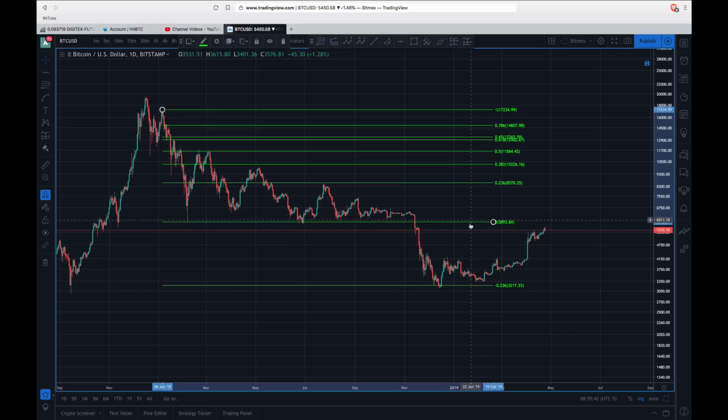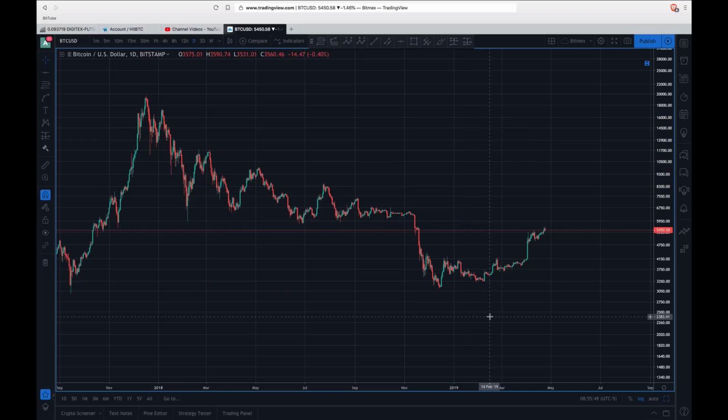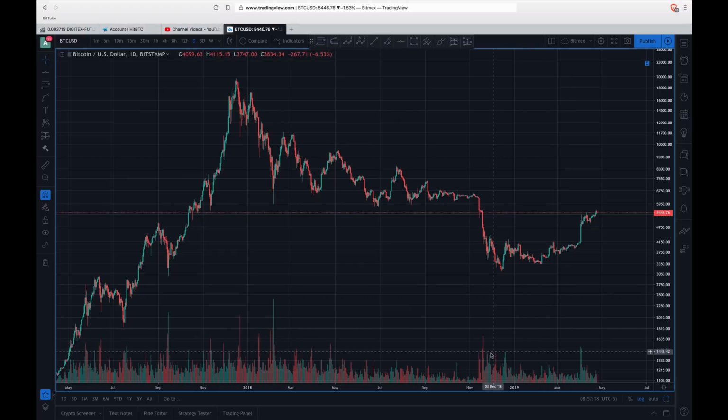So there's no surprise that we had people closing shorts and flipping long right here, and that's why the volume decided to start picking up. So as you can see, the volume relative to back here picked up nicely in this range right here.